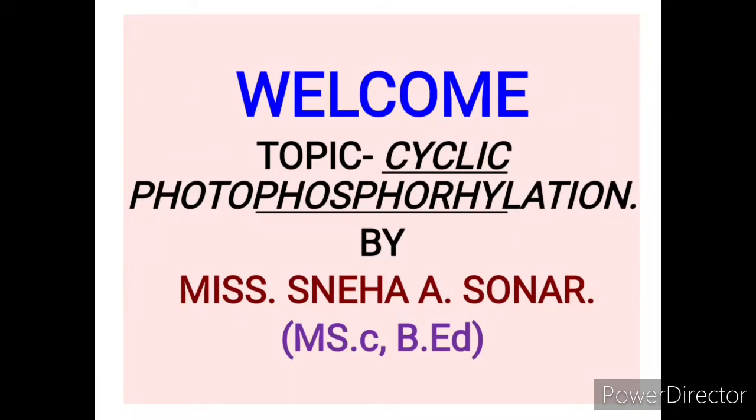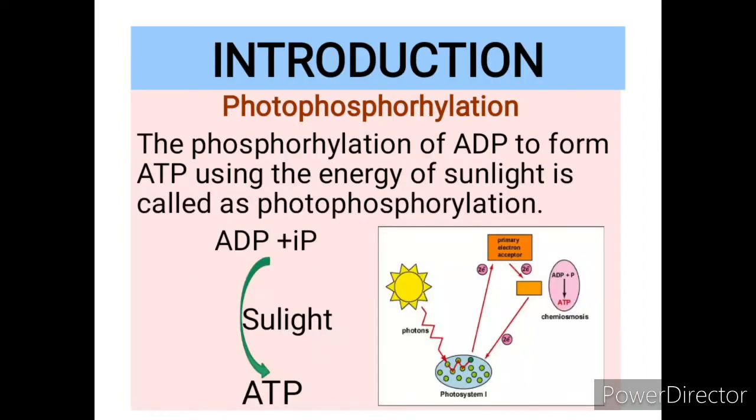Today we are going to discuss the topic of cyclic photophosphorylation. Before understanding the term cyclic photophosphorylation, it is necessary to know the meaning of photophosphorylation. The word can be split into two parts: photo and phosphorylation. Photo means light and phosphorylation means addition of phosphate. So the conversion of ADP to form ATP using the energy of sunlight is called photophosphorylation.